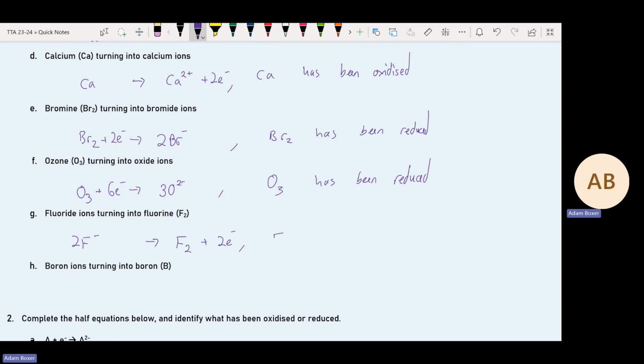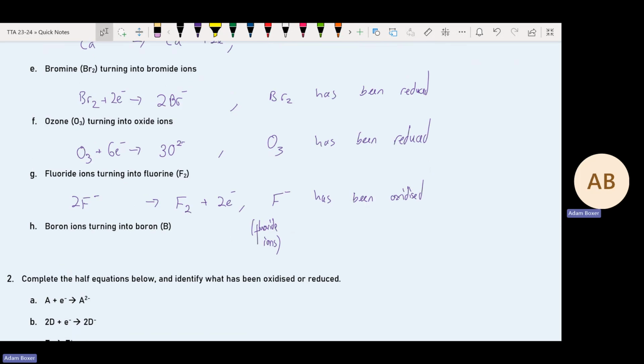So I would say that F minus, that's crucial. You can't write F, you can't write F2, you can't write fluorine. You could write fluoride ions if you wanted. I just prefer to write the symbol. Has been, in this case, oxidized. It's lost electrons.